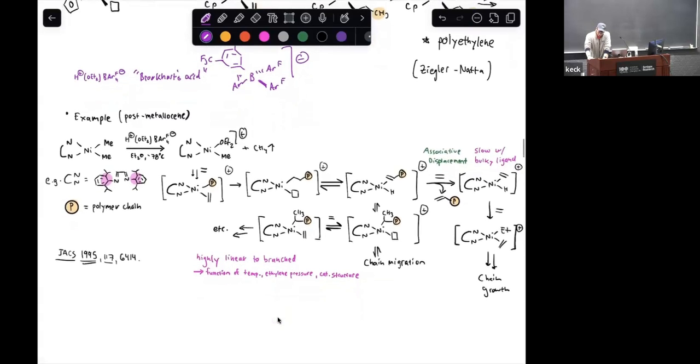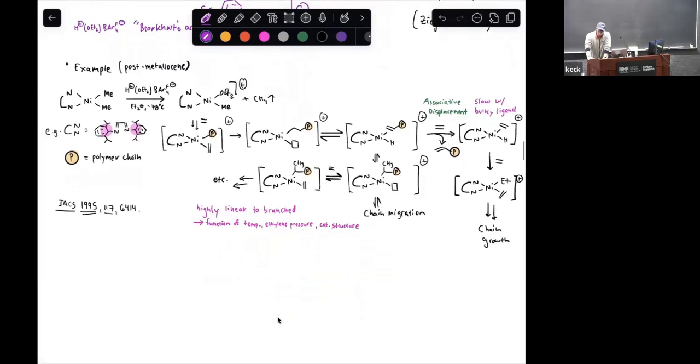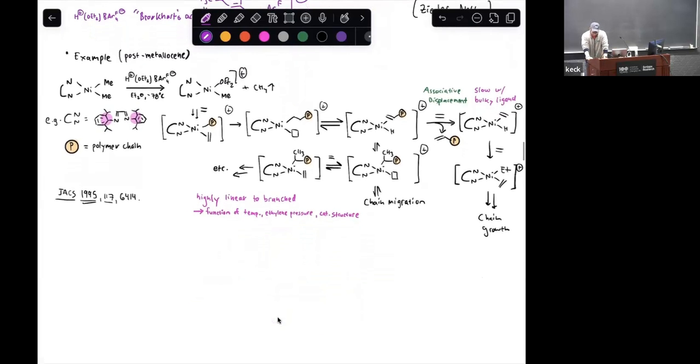It's one tool associated with a weakly coordinating anion that isn't going to quench that cationic character, and BARF is a popular one. Okay, so we've taken our pre-catalyst, we've activated it with Brookhart's acid, we have the cationic form, now we're coordinating ethylene, and what we see is similar to what we saw above. Iterative processes of migratory insertion, coordination of ethylene, migratory insertion again.